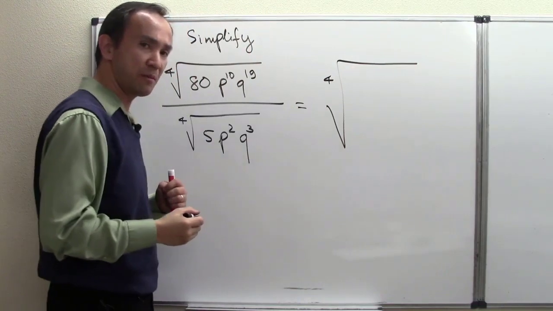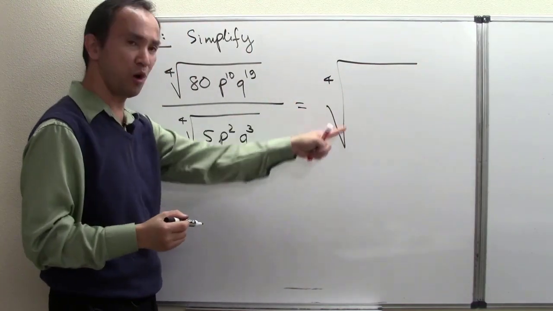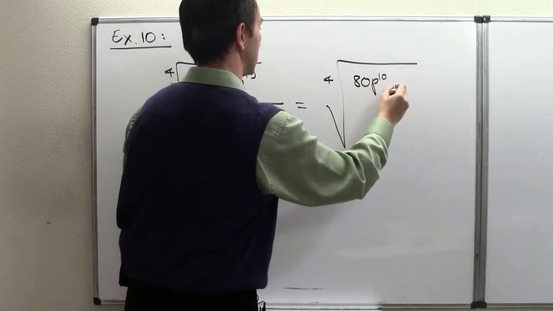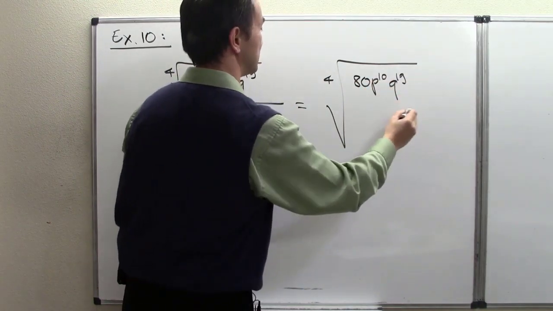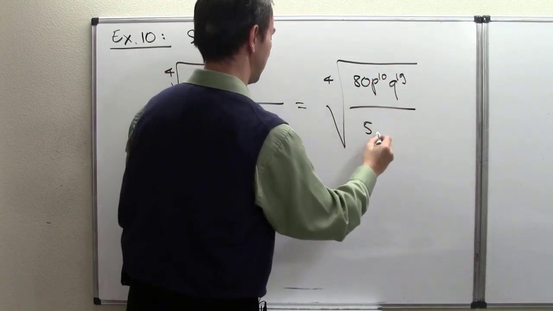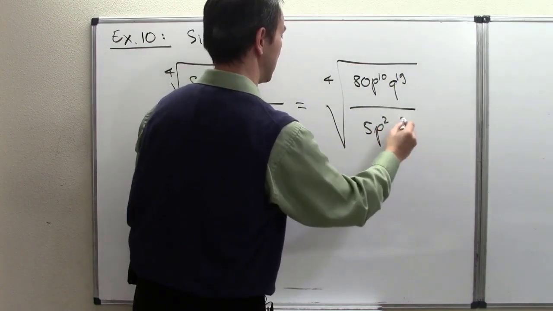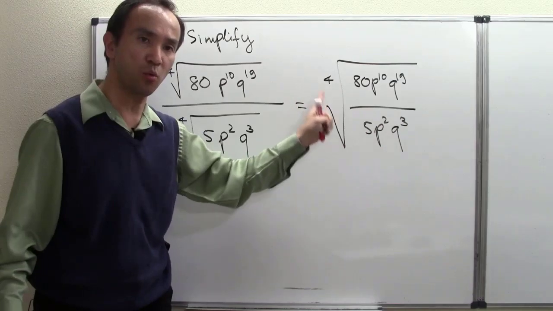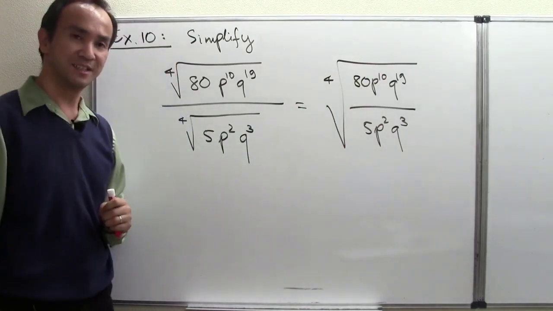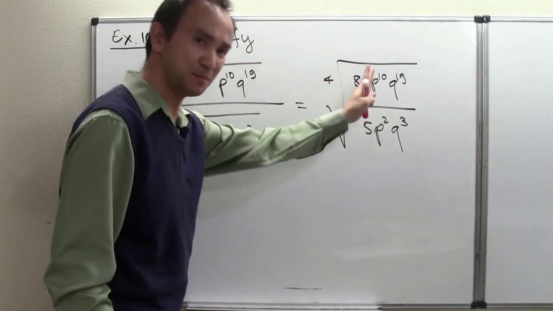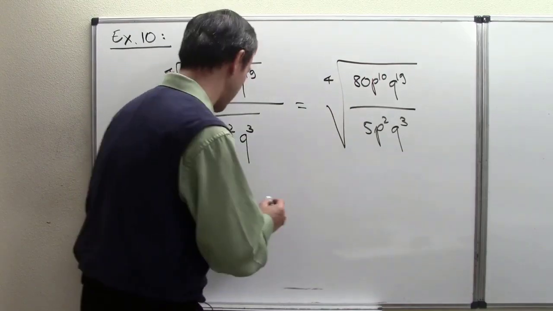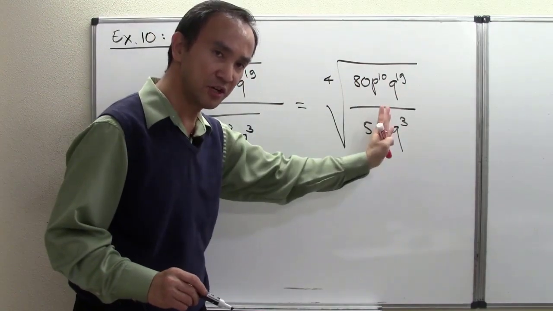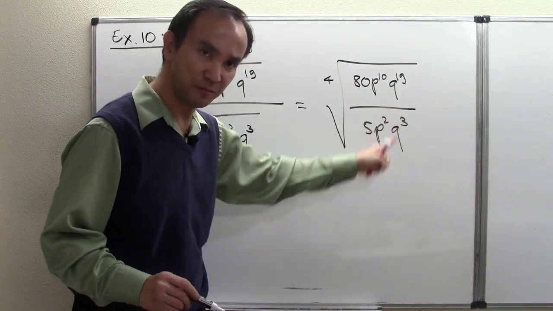Using the quotient property, I can combine that into one quotient. So now I have 80 p to the 10 q to the 19 over 5 p squared q cubed. That entire quotient now is being placed inside one combined fourth root. Okay, so now at this point right here, order of operation is saying that we can start doing the division inside of the root right here. So let's do some simplification.